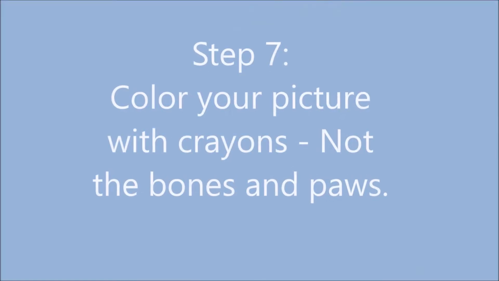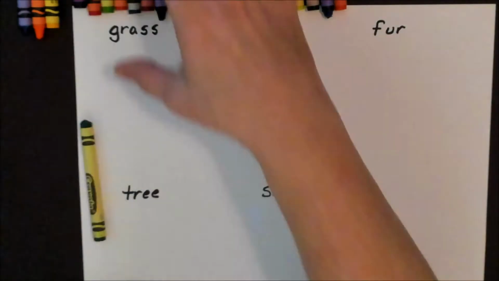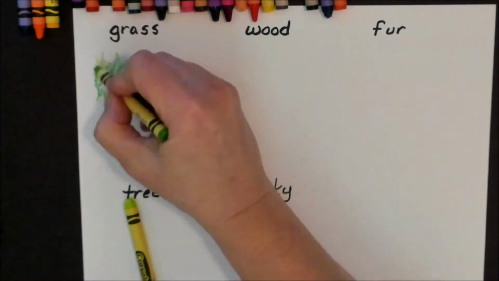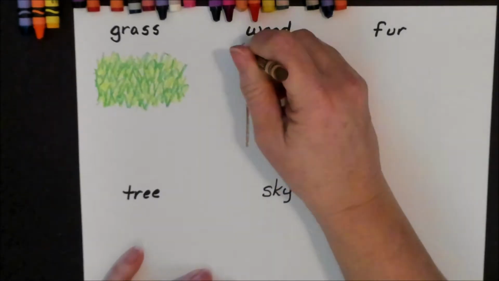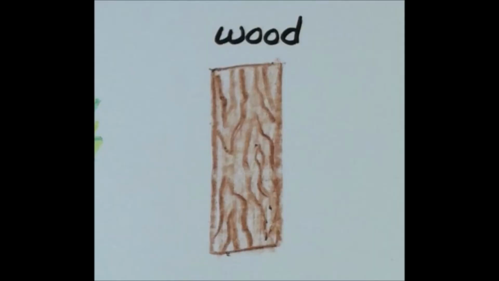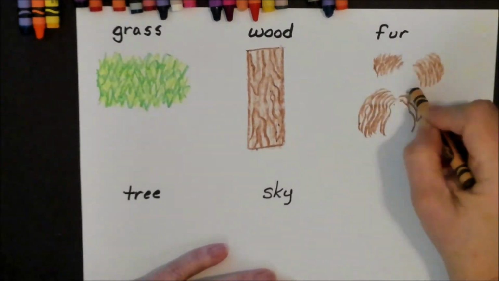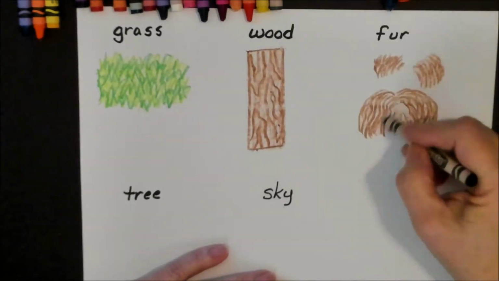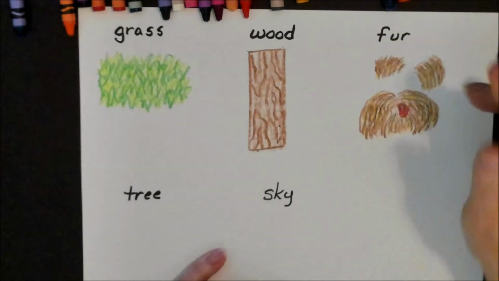Step 7, color your picture with crayons, not the bones and the paws. Try to make everything look as real as possible. There are a few ways to make that happen. Here's the grass. I start with a dark green and then a lighter green. Here's some wood. I do the texture and the grain on the wood and then color it light brown. Here's the fur, making the little lines and following the way the dog's fur would go. Think of how you would pet him if you were to pet him.